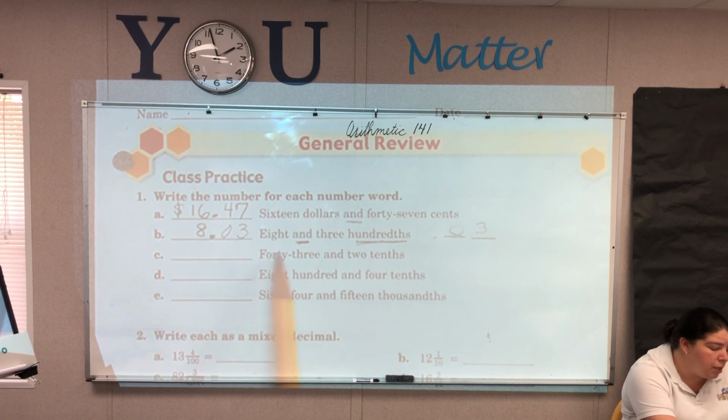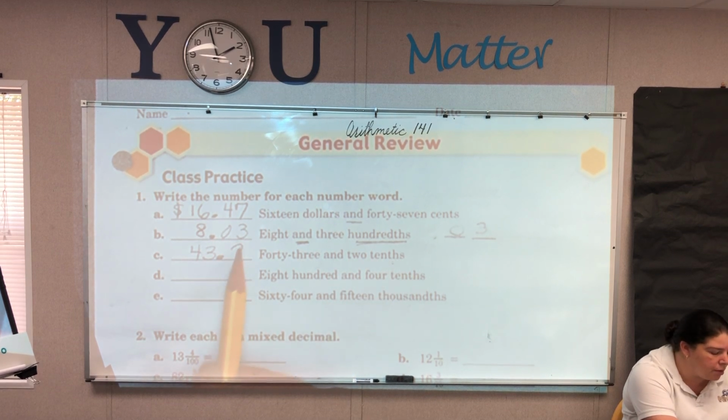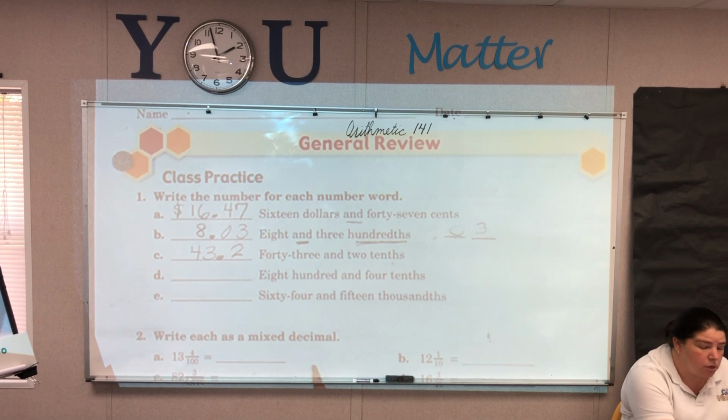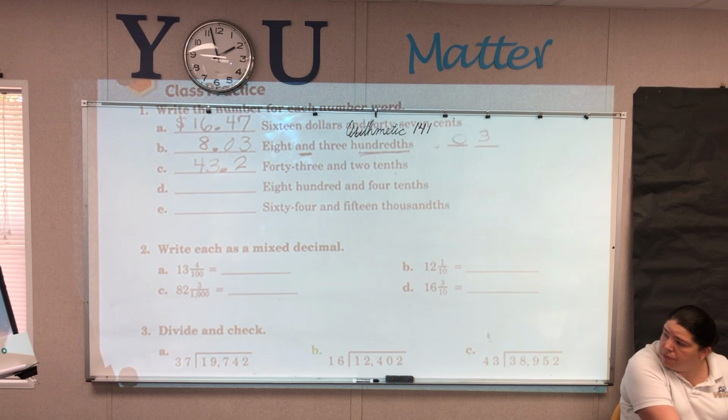Next one, 43 2/10. 43 and 2/10. How many place values with tenths? Just 1, and you write the number 2. You understand, boys and girls? Go ahead and finish the rest of that. We will move up to number 2.